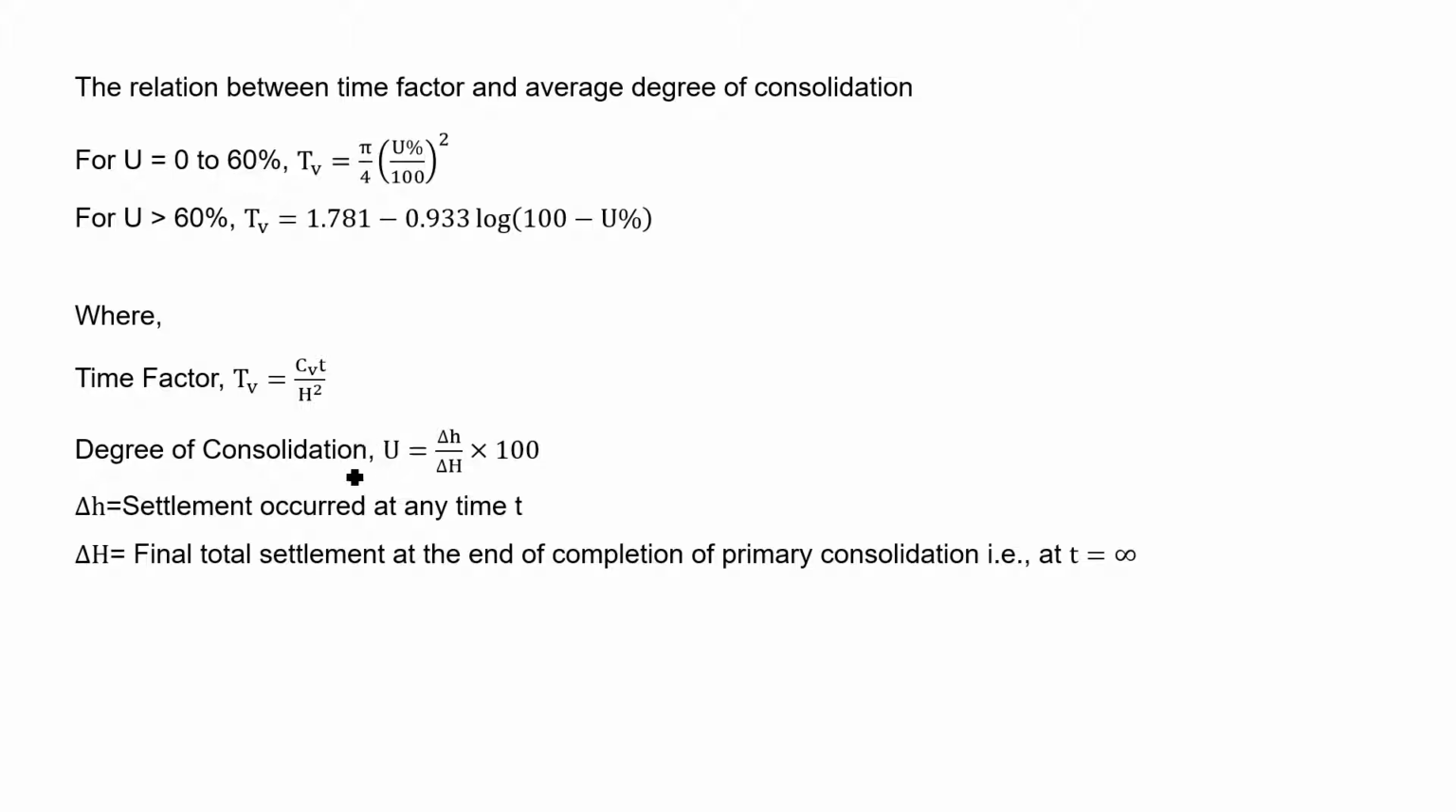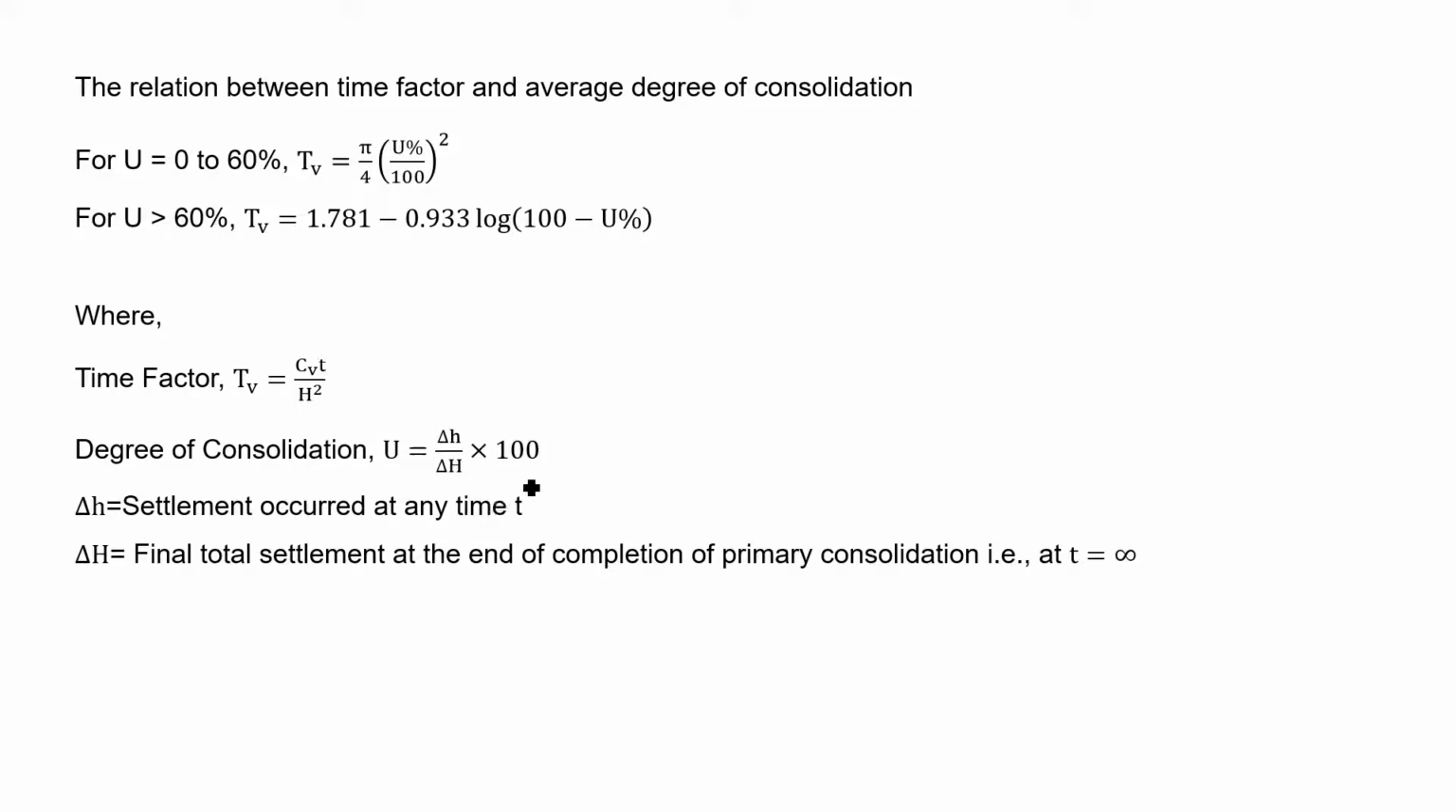So, degree of consolidation at any time t is equal to del h, small h, divided by del capital H into 100, where del small h is the settlement at any time t at which we are finding the degree of consolidation, and del capital H is the final total settlement which is at the end of completion of primary consolidation, when all the pore water is expelled.